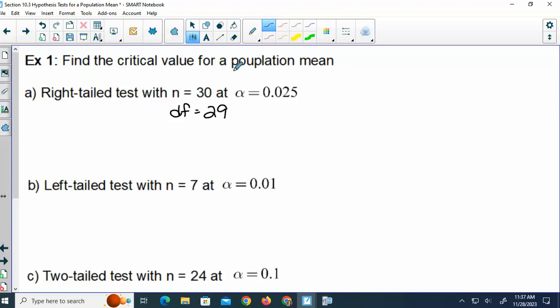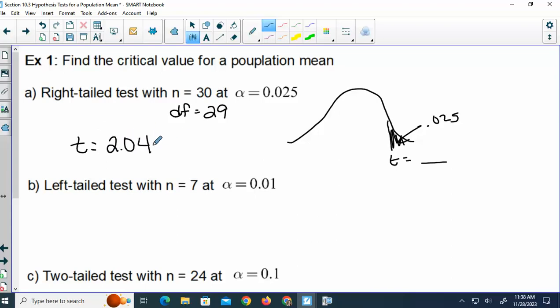All right, so what it means, I didn't say you had to draw a picture, but I just want to illustrate it. We want area to the right. So essentially we're saying this area is 0.025, and we have to find the t that makes that happen. So if we look at our table, that picture matches the top perfectly, so we just go to row 29, column 0.025, and what is our t statistic? 2.045. Is that okay?